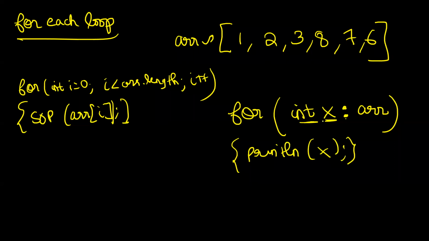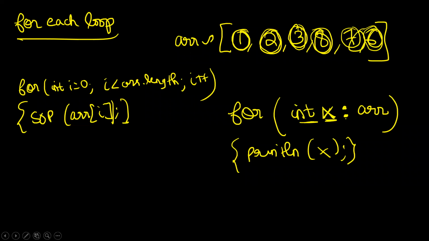So what will happen? First of all, x will take a value of 1, then x will take a value of 2, then 3, then 8, then 7, then 6. So I am telling for every integer x, the first integer is 1, then 2, then 3, then 8, then 7, then 6. So for every integer x that is present in array ARR, print that integer x. This is known as a for each loop.